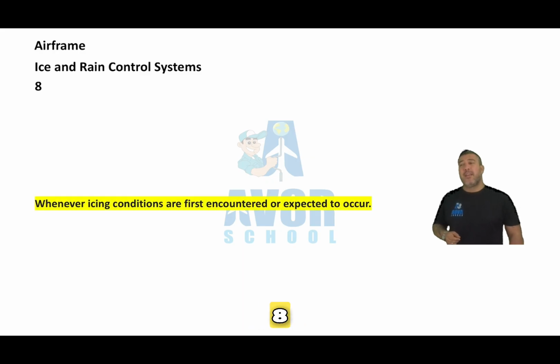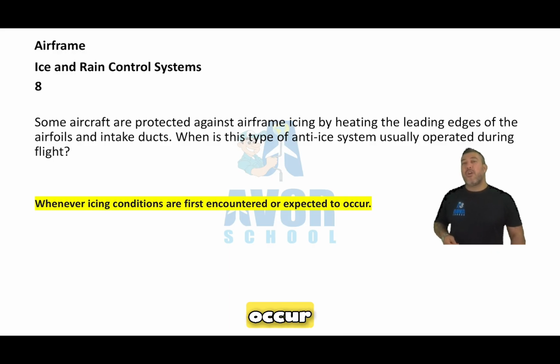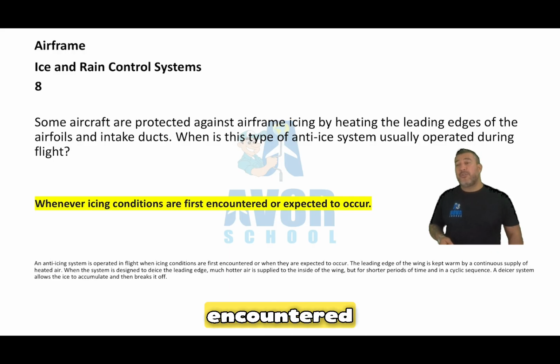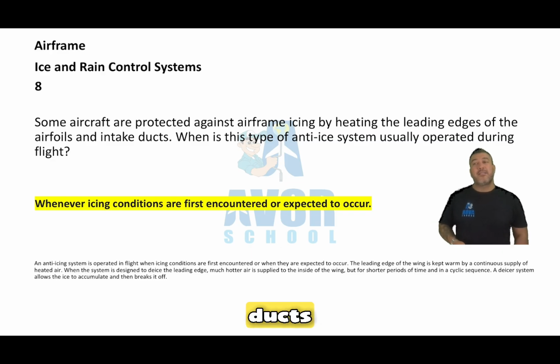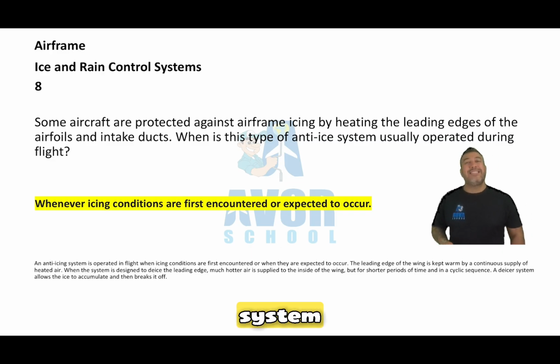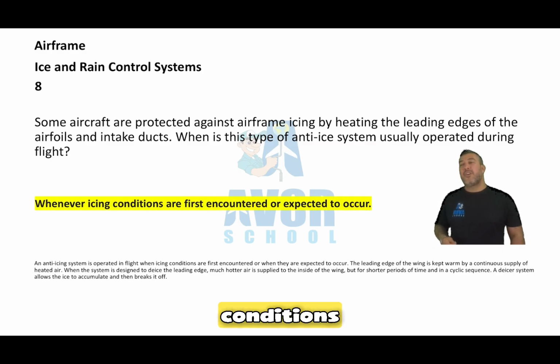Okay. Number 8, whenever icing conditions are first encountered or expected to occur. Some aircraft are protected against airframe icing by heating the leading edges of the airfoils and intake ducts. When is this type of anti-ice system usually operated during the flight? Whenever icing conditions are first encountered or expected to occur. That's when they turn it on.